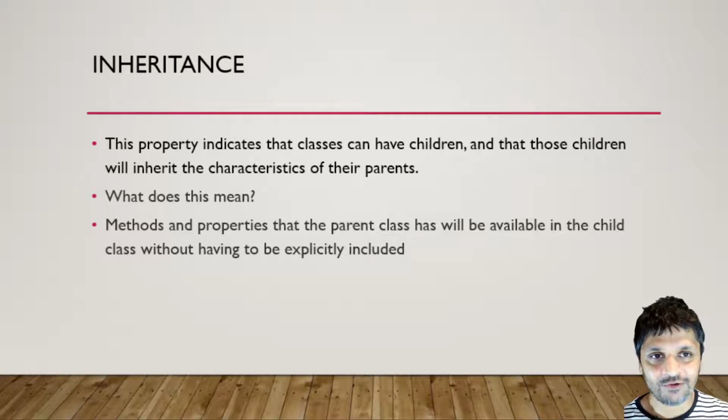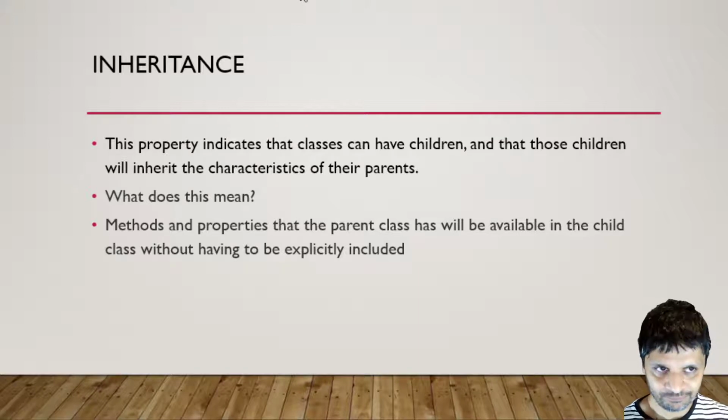Another property of object orientation that's quite useful is something called inheritance. And what the property is for is to say that we can make sort of more specific versions of classes. Meaning we can make child classes that inherit the characteristics of their parents. What this means is that when we make a child class, that class will have all the methods and properties that the parent class has without us having to explicitly include them.